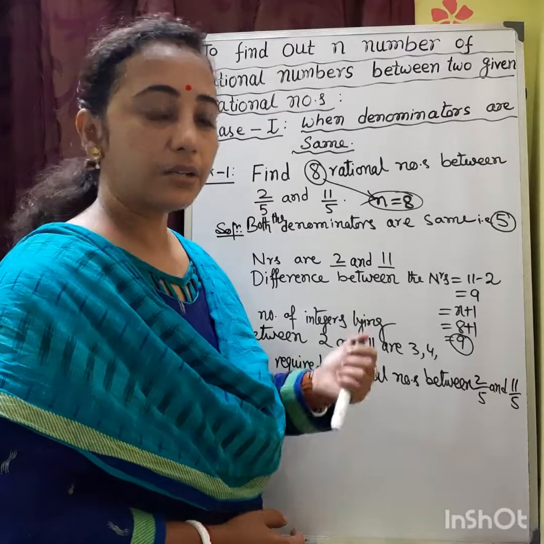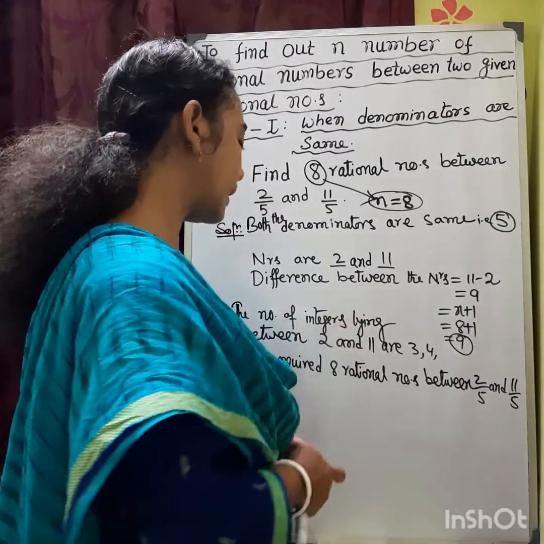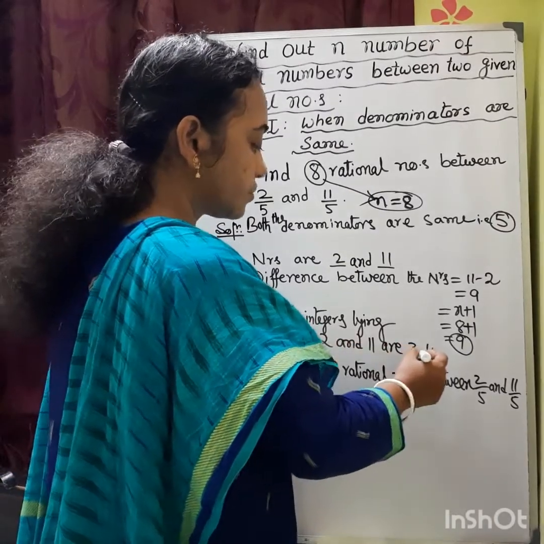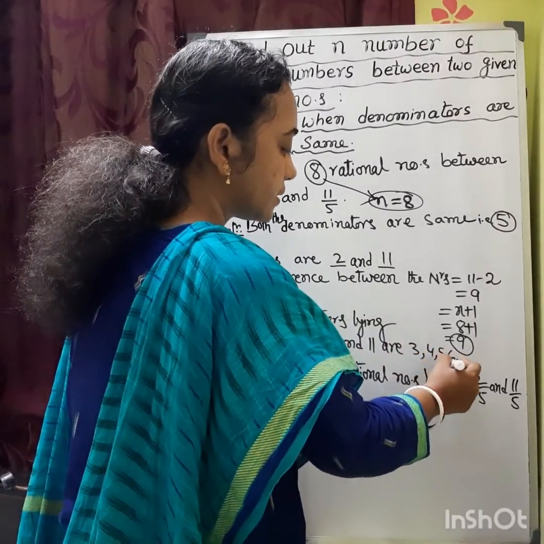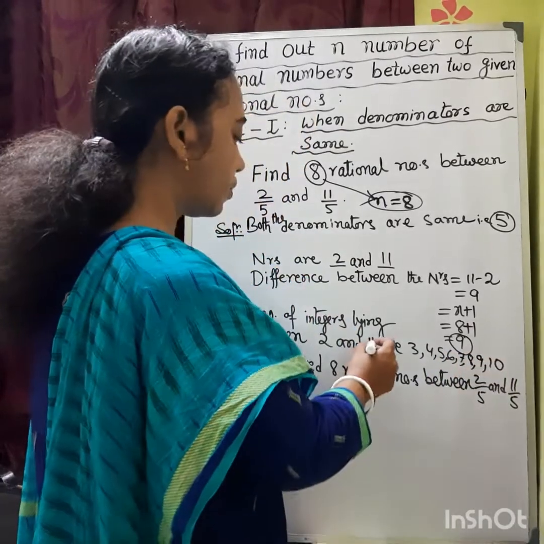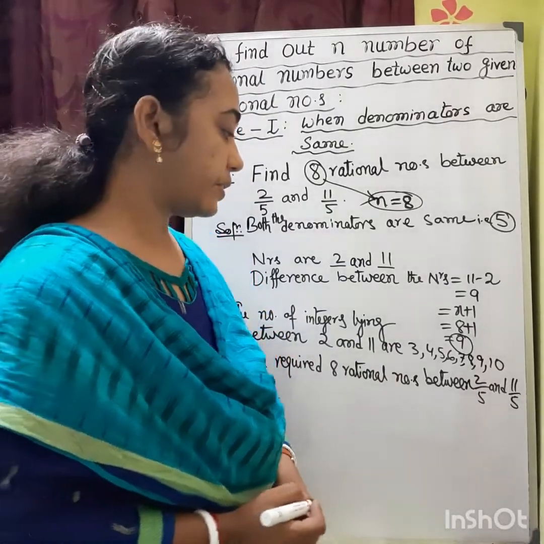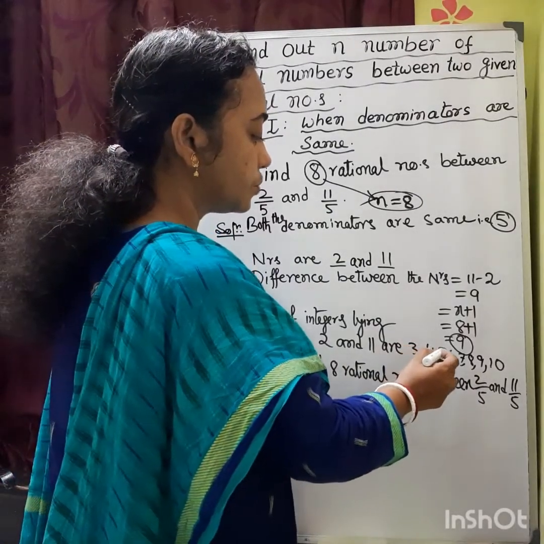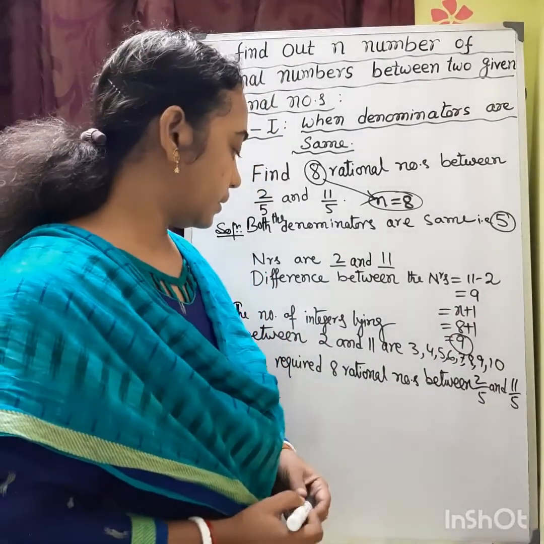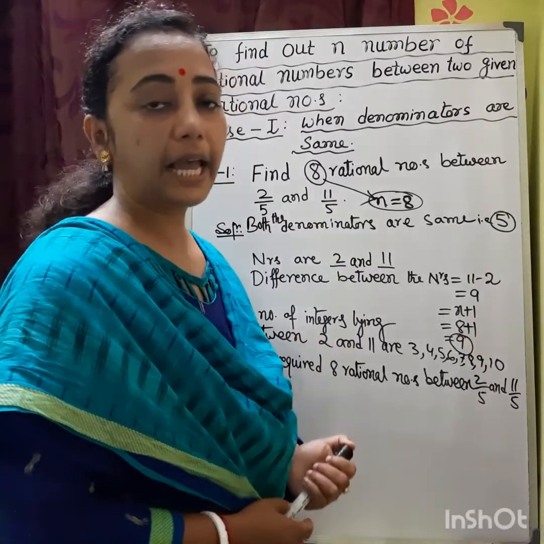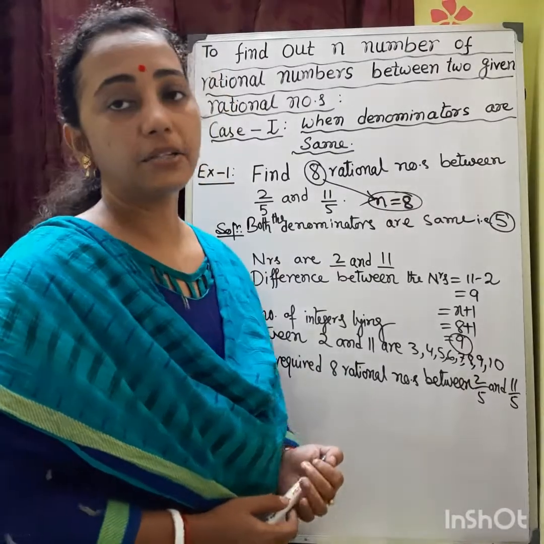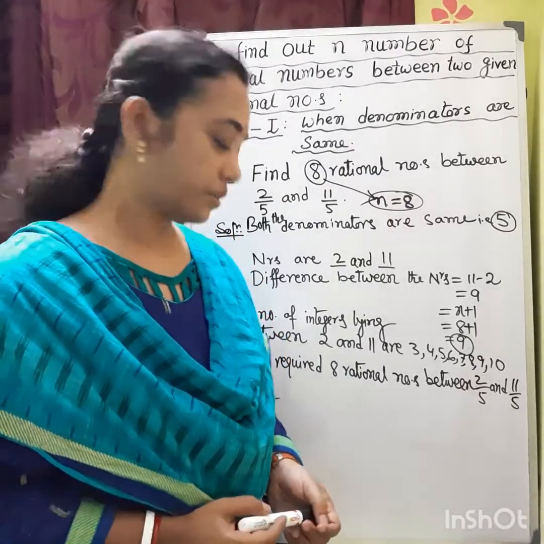In other words, we can also say that the number of integers lying between the numerators 2 and 11 are, after 2 we get 3, 4, 5, 6, 7, 8, 9, then 10. Up to 10 we will write because after that the next number is 11. How many are we getting here? 1, 2, 3, 4, 5, 6, 7, 8. So in total we get 8 integers lying between 2 and 11. So we can easily get the required 8 rational numbers between the two given rational numbers.